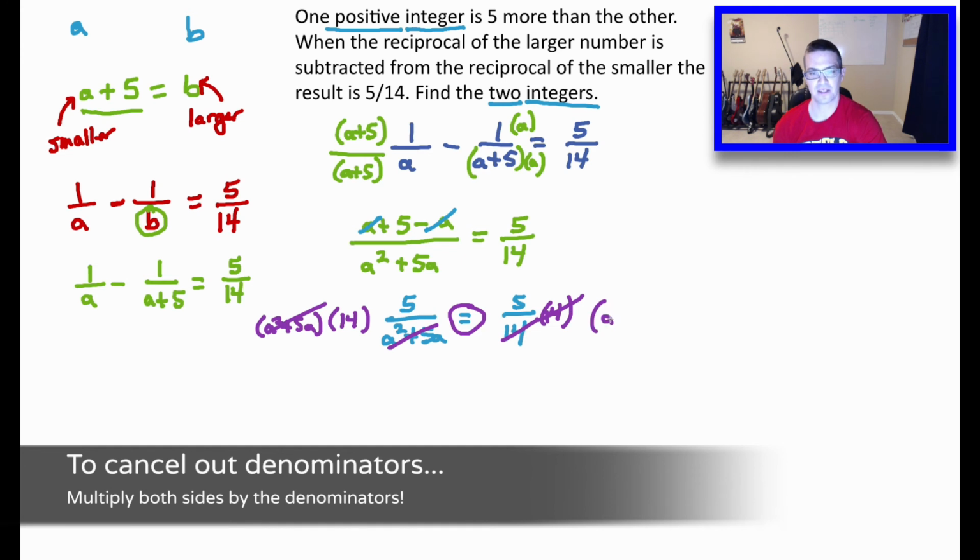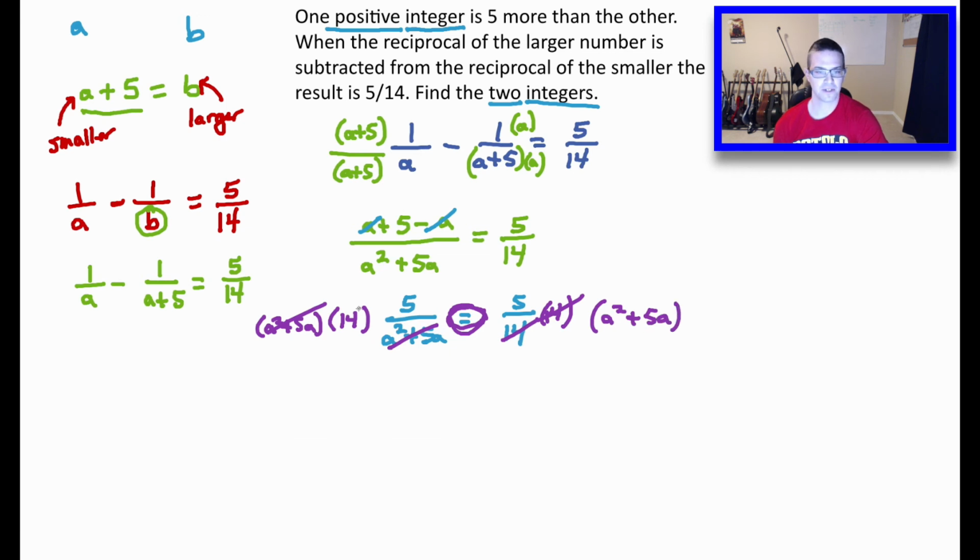And then I'm going to multiply this side, because again, you equally have to do it because of this equal sign, by a squared plus 5a. Okay, now it's canceled over here. Now you're just left with 14 times 5, which is going to be 70, is equal to 5 times a squared, which is 5a squared, plus 5 times 5a is 25a. So you end up with a problem that looks like this.